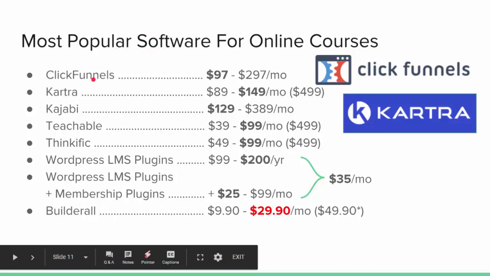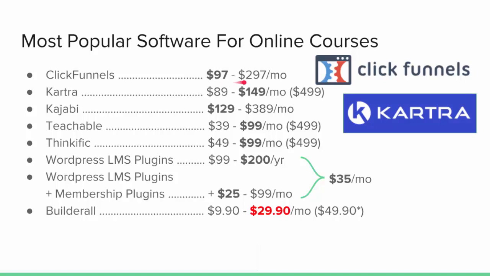If we look back, Clickfunnels ranges from $97 a month to $297 a month if you get it with their email program that comes with it. Kartra ranges from $89 a month to $149 a month, and they also have a $499 a month program as well. It just depends on what your needs are.